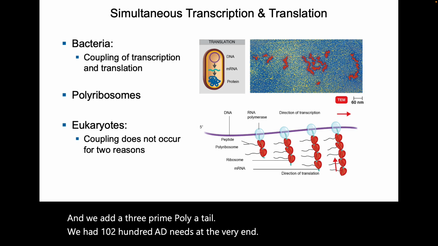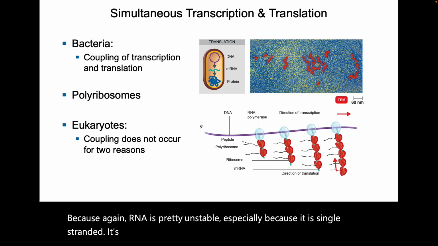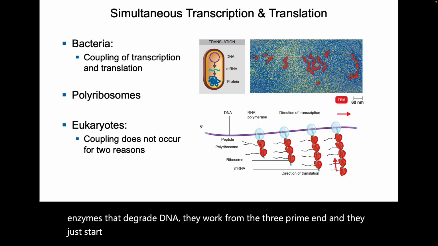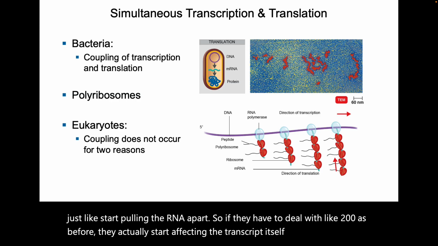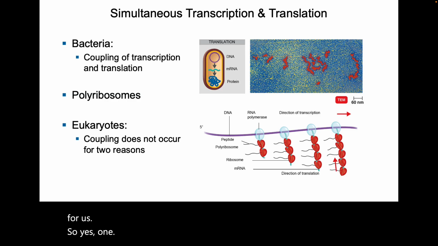because, again, RNA is pretty unstable, especially because it is single-stranded. It's very prone to being degraded. And the easiest way, these enzymes that degrade RNA work from the 3' end, and they just start pulling the RNA apart. So if they have to deal with 200 A's before they actually start affecting the transcript itself, that's very helpful for us. So yes, one, we have complicated the process by having to process our RNA so much.